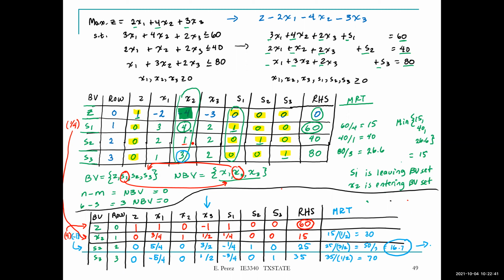Okay? So S2 is leaving now, and X3 is entering. And then you make X3 equal to 1. Then we are going to make this column 0, 0, yeah, 1, 0. And this will be the optimal solution. At this point, you're going to check row 0. If there's no negative coefficient, that's the optimal solution. Yeah, so there will be none. Okay. Any other questions?